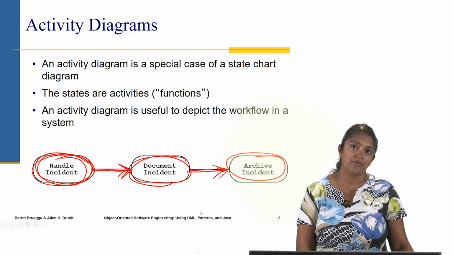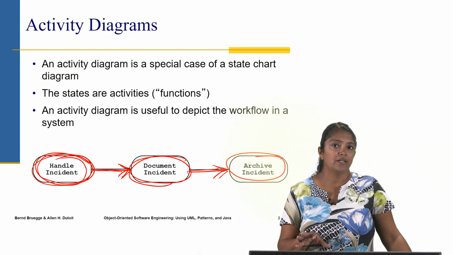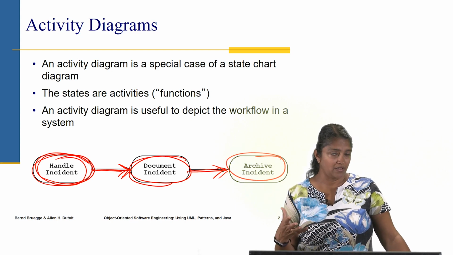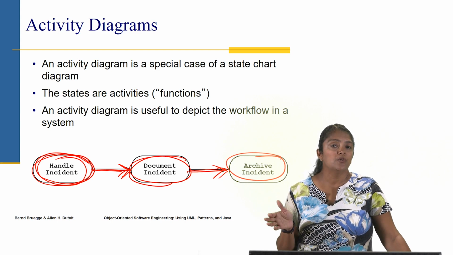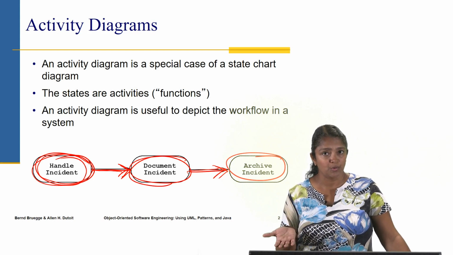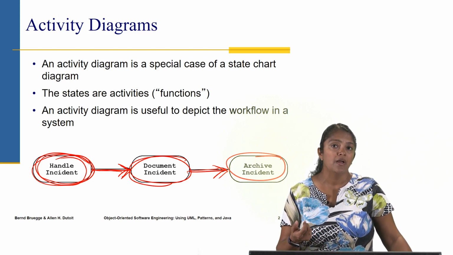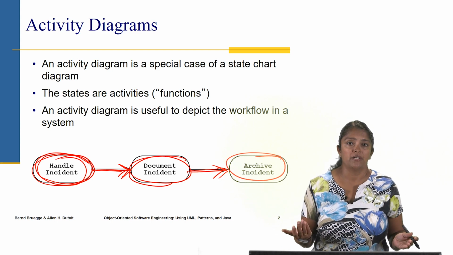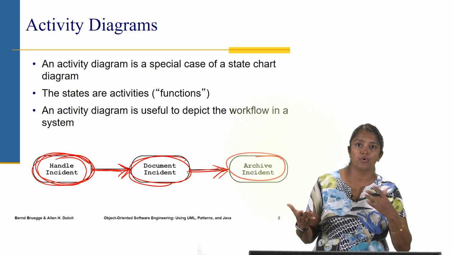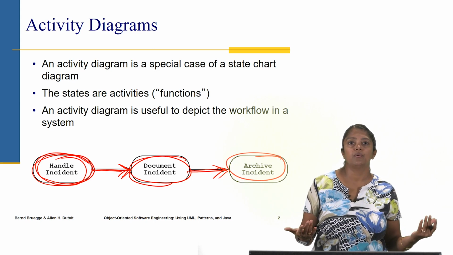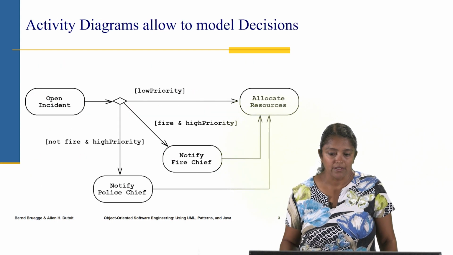So the key differences between activity and state diagrams are that in activity diagrams, the nodes are basically activities or functions. They're not states of an object. And then there is no explicit trigger or stimuli like in the case of state charts. Here the stimuli is the completion of an activity. So the purpose of activity diagrams is to depict a workflow in the system and to show how the event flow happens. So that's really the idea here.